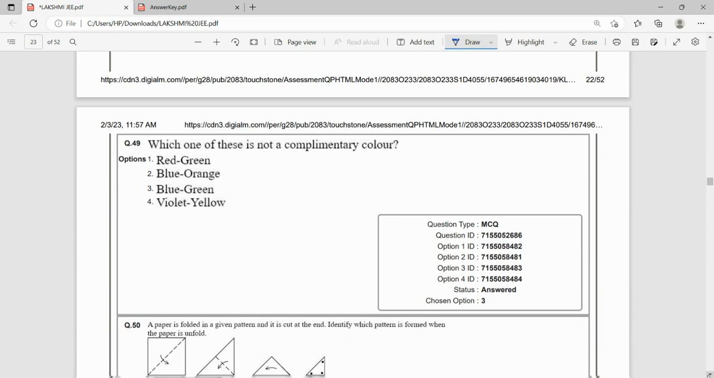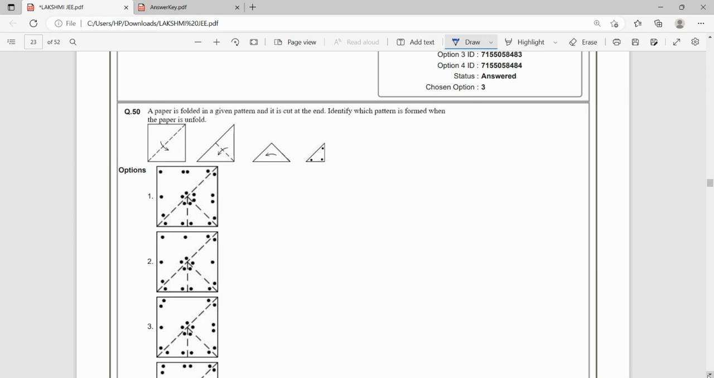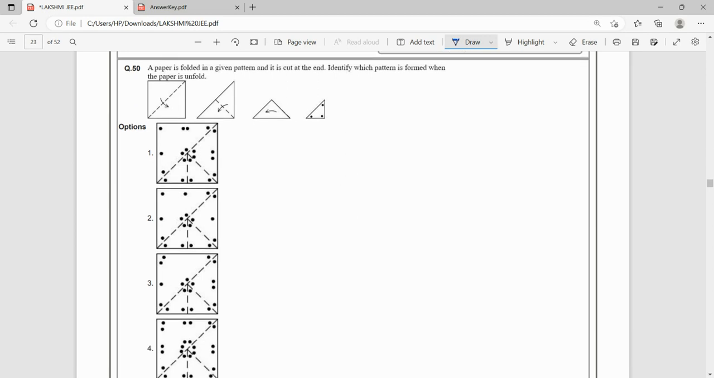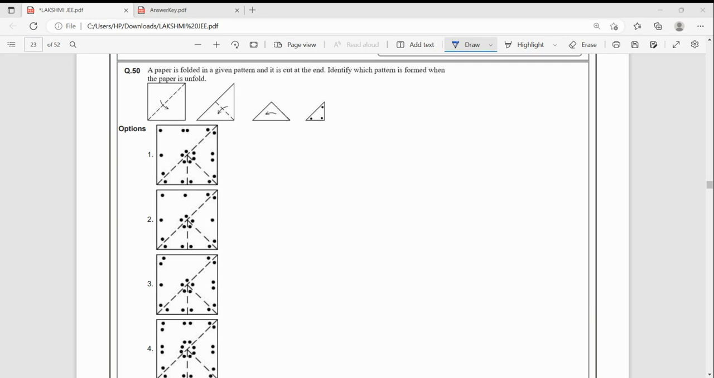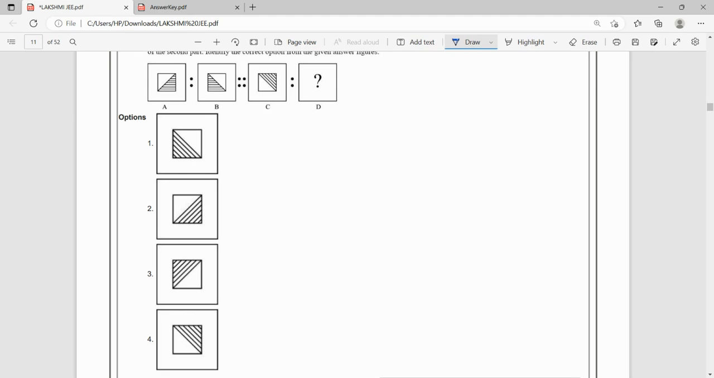Which one of these is not congruent, regarding color theory? Then paper folding and cutting. In paper folding and cutting, what all things can we see in this particular figure? Here we can see an analogy type of question. A and B are mirror images of each other, right? So C and D must also have the same pattern. So we have to follow the mirror rule. This one and this one are mirror to each other, so we have to make a mirror here also. We have to consider this way, and the lines must be hashed this way. So that is the option.